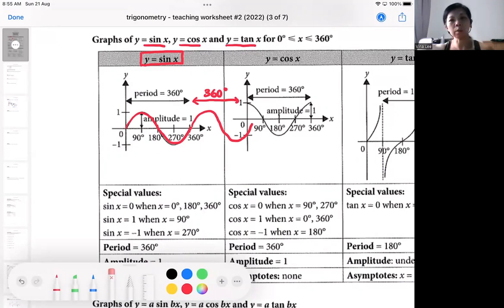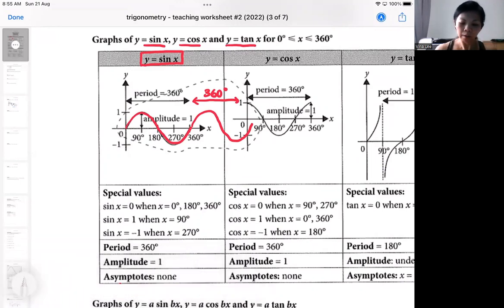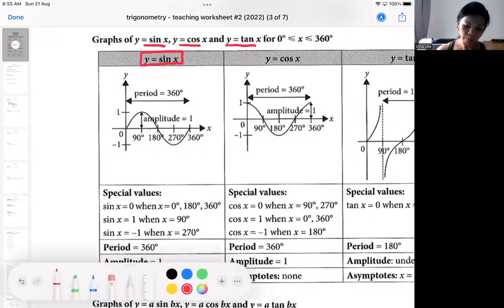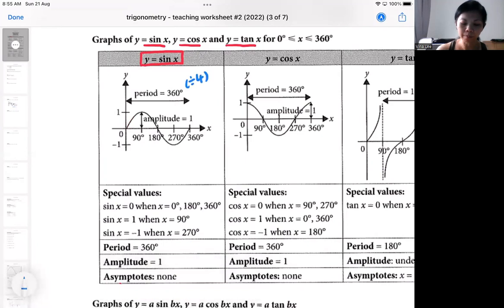When you draw, you cannot be drawing freehand. You divide the period into 4 sections, so usually it will look something like this. Mentally you divide by 4. That's how you get the 90, 180, 270, and 360.